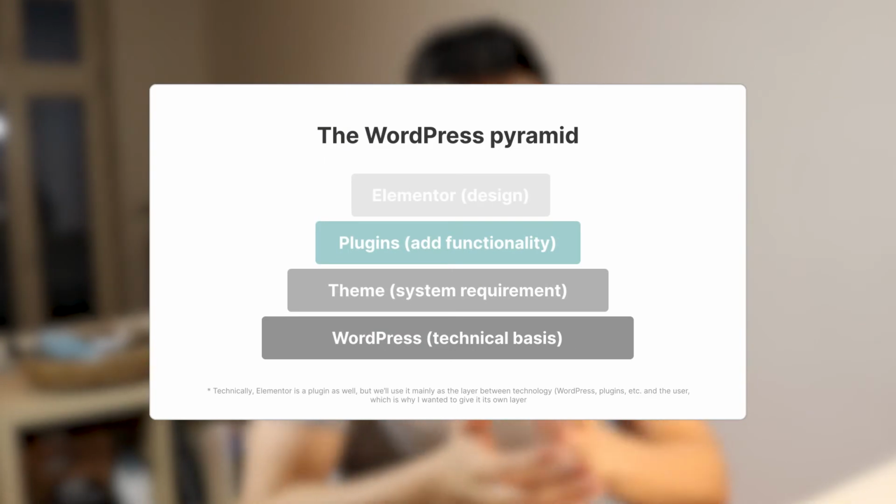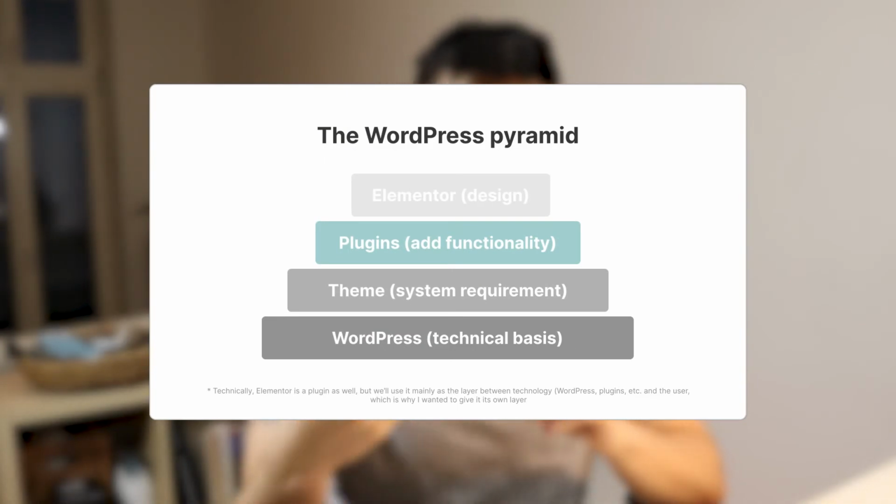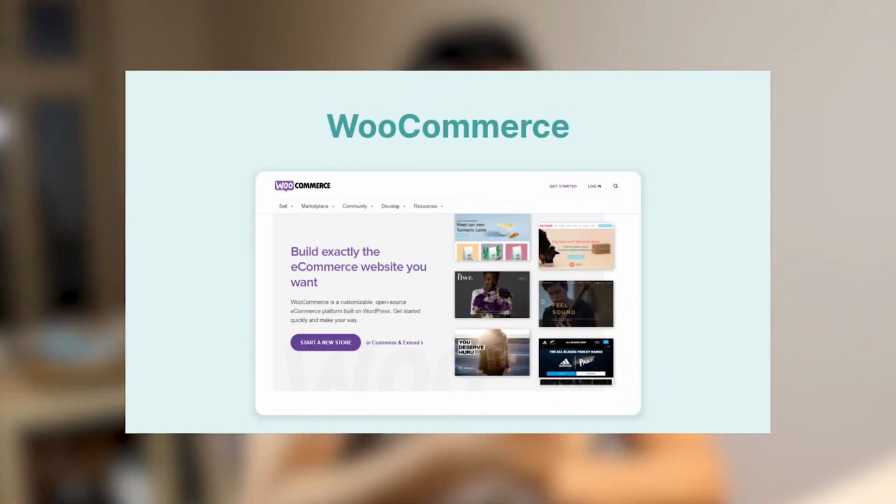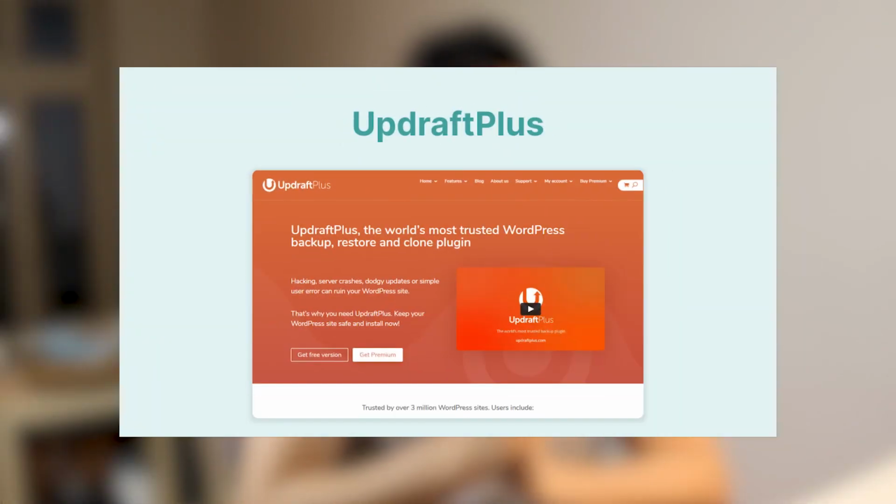The next core concept is the concept of plugins. Plugins are, as the name already suggests, pieces of software that you plug into your website to add additional functionality. For example, you could have a plugin like WooCommerce, which allows you to create an e-commerce store based on WordPress. Or you could have a plugin like Updraft Plus, which allows you to back up your WordPress website to storage locations like Google Drive or OneDrive, and other plugins as well.